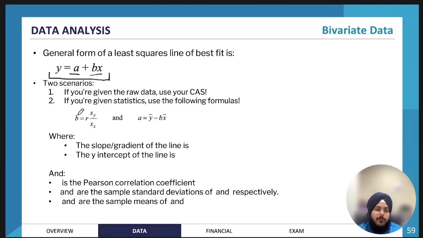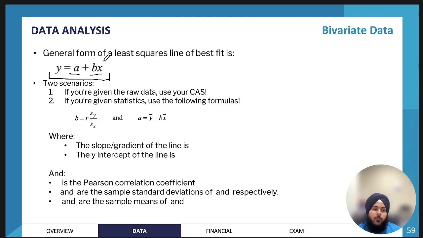And then once you've found b, you can then go ahead and determine a by using this formula over here. And then from there, once we have the a and b values, we can substitute them into the formula. Just one thing about the least squares regression line: it's not going to be written as y and x. You will have to actually write what those variables are.